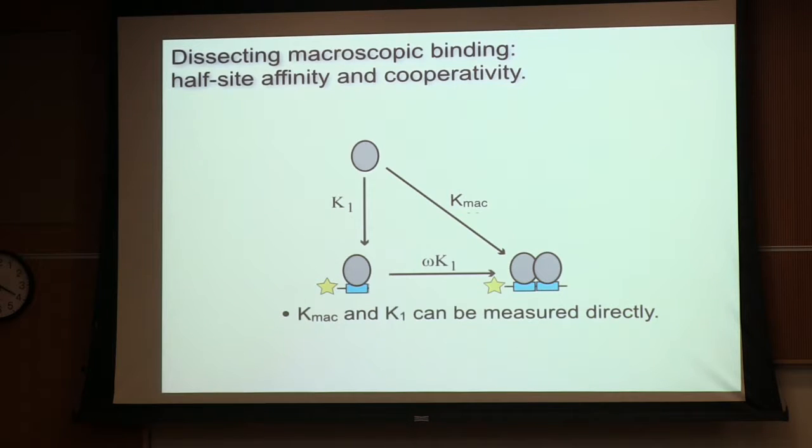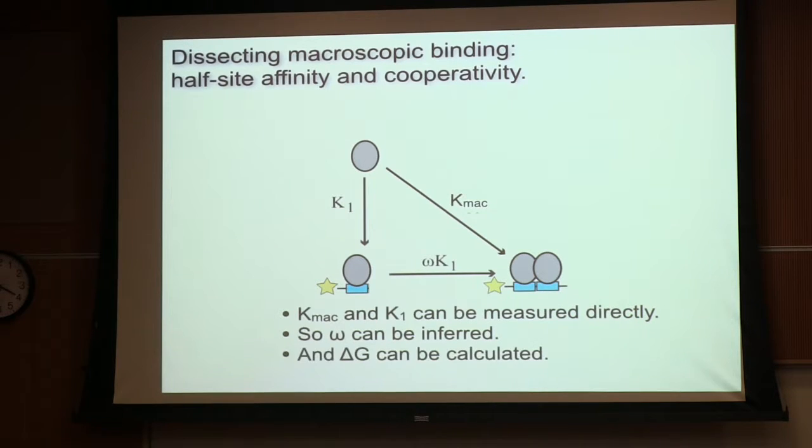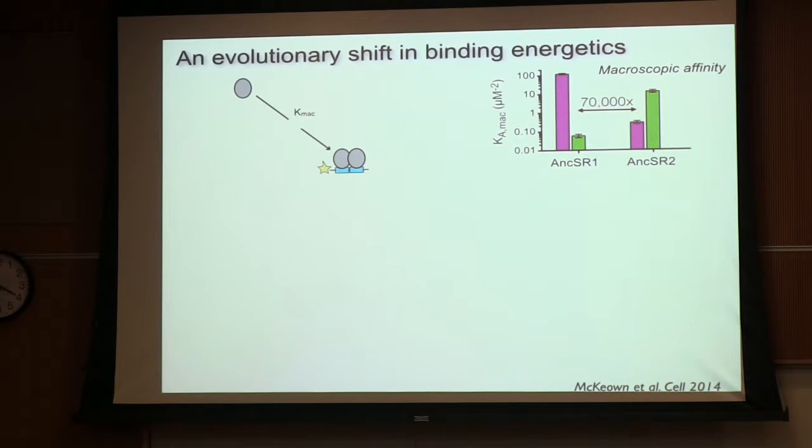These can be measured directly. I already showed you how we measure this using a tagged palindrome. We can measure K1 using fluorescence anisotropy using a tagged half site. If those are measured, then we can infer omega, and this is reversible binding, so we can exactly calculate the effects on the free energy of binding of each of these events. Okay. So I showed you the 70,000-fold shift in macroscopic affinity.